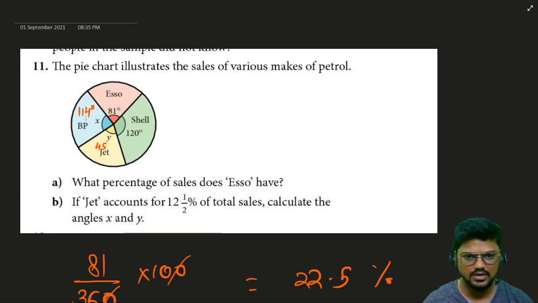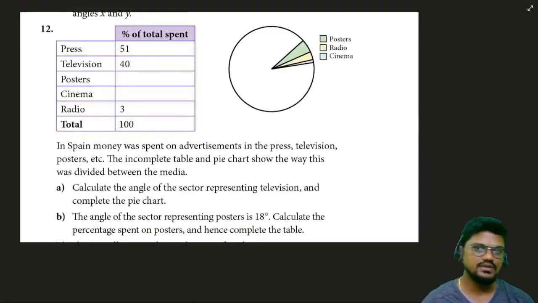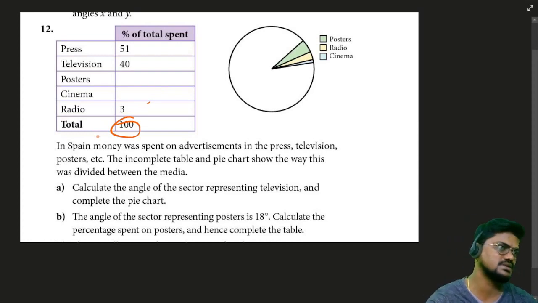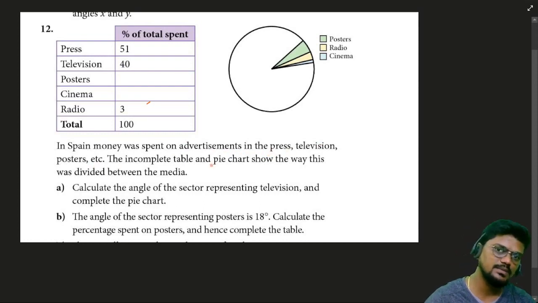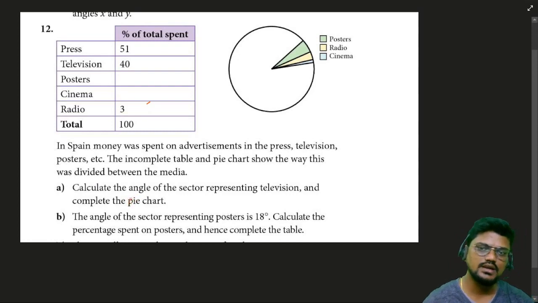Now let's move to the next question. What is given? Percentage of total spent: press, television, poster, cinema and radio, and the total is 100%. Total will always be 100 because it is in percentage. In Spain, money was spent on advertisement in the press, television, poster, etc. The incomplete table and a pie chart show the way this was divided between the media. Calculate the angle of the sector representing television and complete the pie chart.